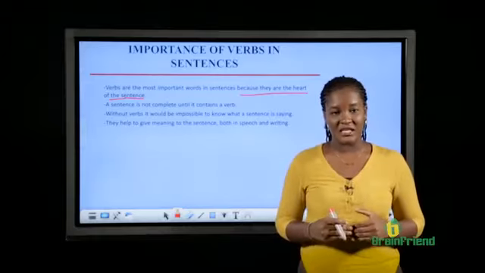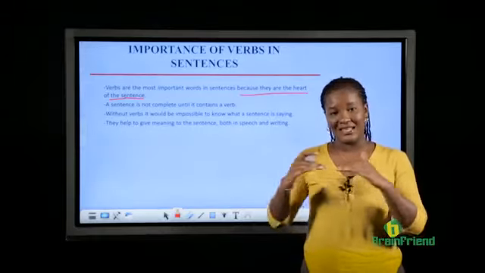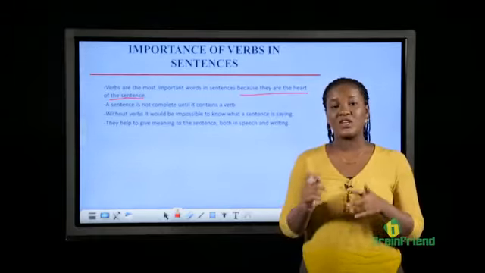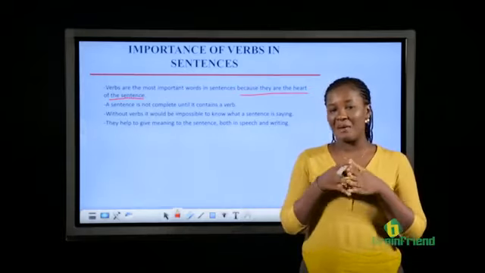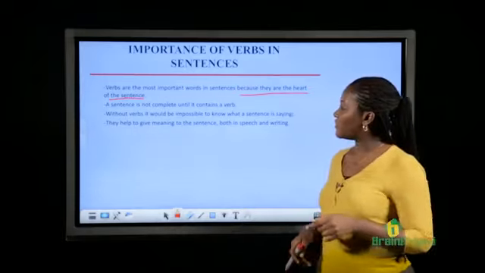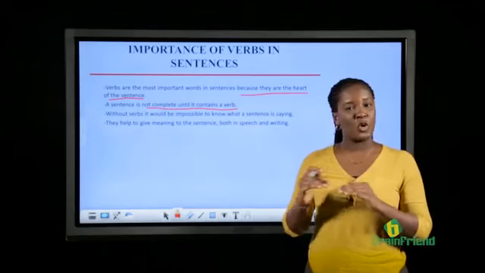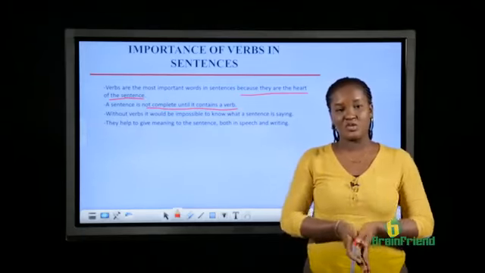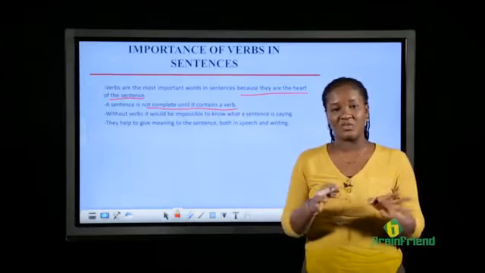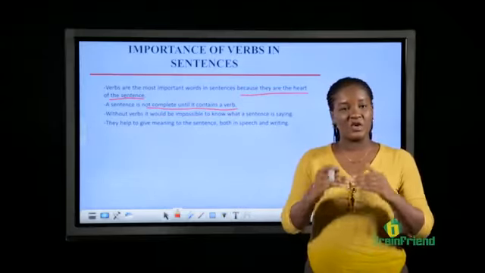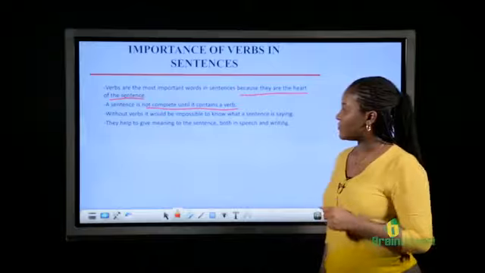Without a verb in a sentence, we cannot call that expression a sentence. So if it must be called a sentence, there must be a verb. Secondly, a sentence is not complete until it contains a verb. That's basically what I've explained. A sentence is not complete without a verb. It would either be called a phrase or something else, but without a verb, it's not a complete sentence.